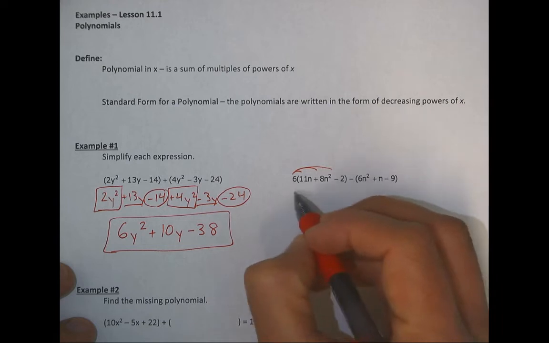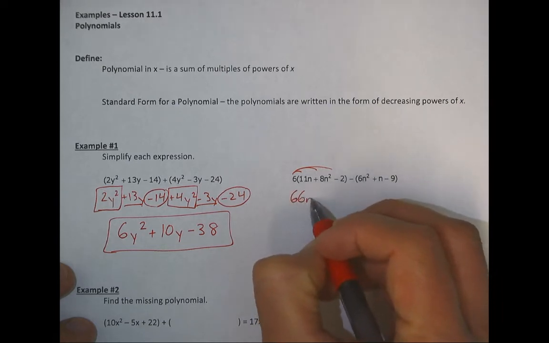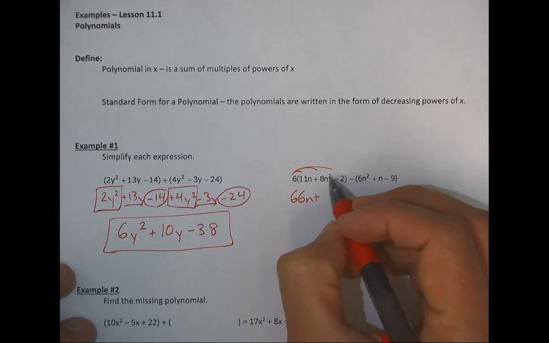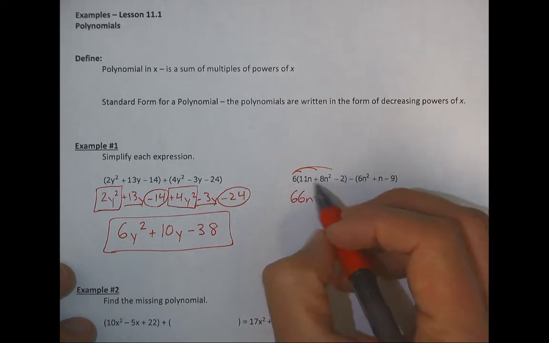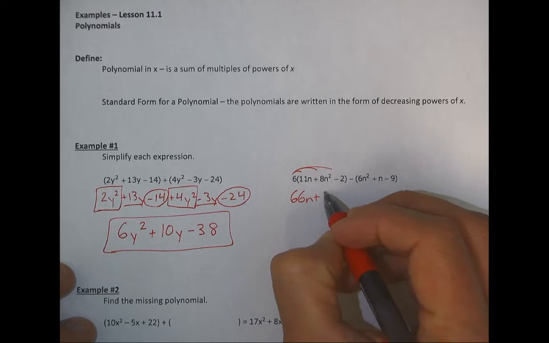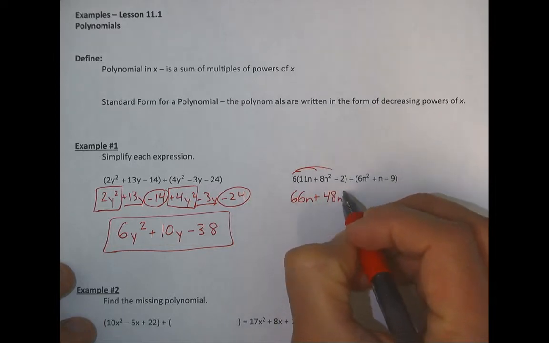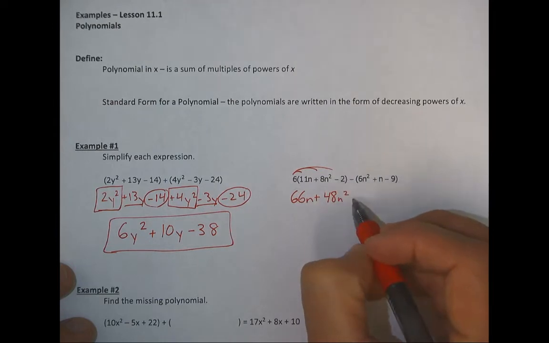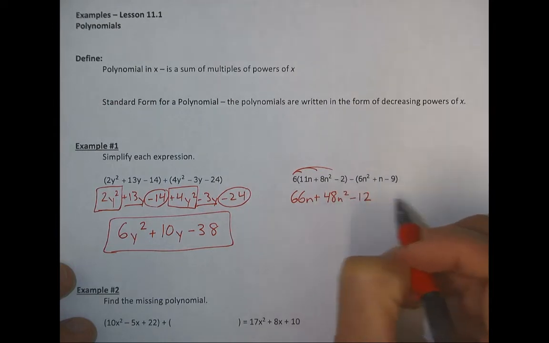Distribute. So that's 66n. Distribute. The n squared is just going to stay, just like an x would stay. And so you only worry about the coefficients. So that's 48 n squared. And then don't forget to do also the 6 times the negative 2. So that's negative 12. You write minus 12.